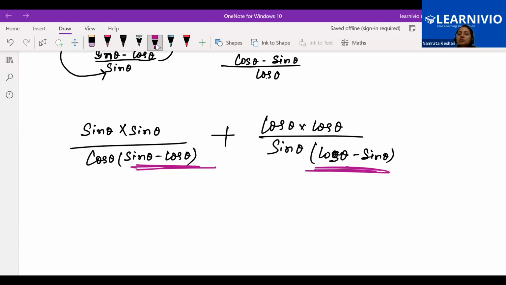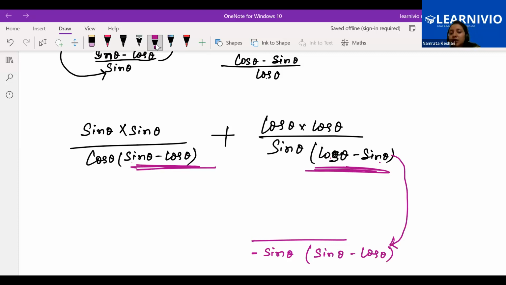Sine theta minus cos theta, and cos theta minus sine theta, both we need to keep the same. By taking minus common, we will be able to do so. That's why we are thinking about it. Minus sign, we will be taking out common, maybe from here in the denominator, and it will be sine theta minus cos theta. Tell me if you are not getting how I made this one into this one. I am telling you, by taking the negative sign common, we will be able to make it like this. Are you getting it?